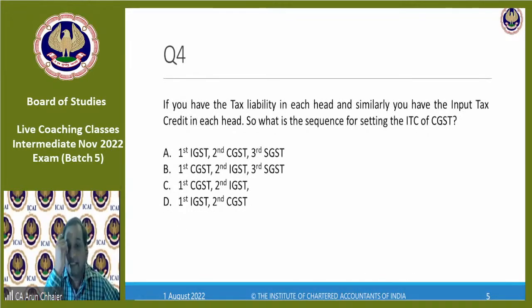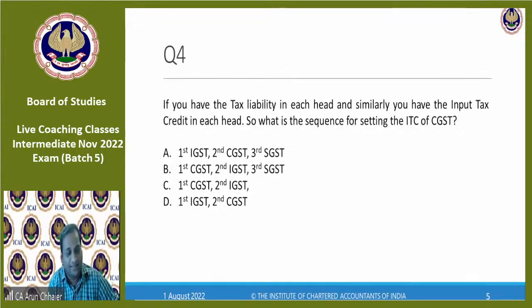If you have the tax liability in each head, similarly, you have the input tax credit in each head. So what is the sequence for setting off the ITC of CGST? This is an important question. We have not discussed this. Let me ask.